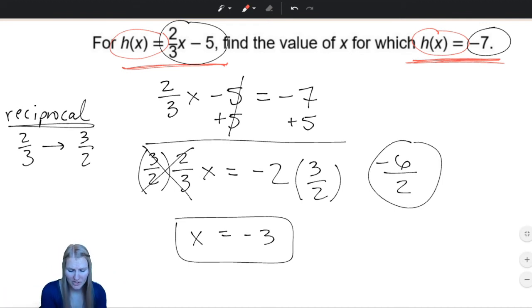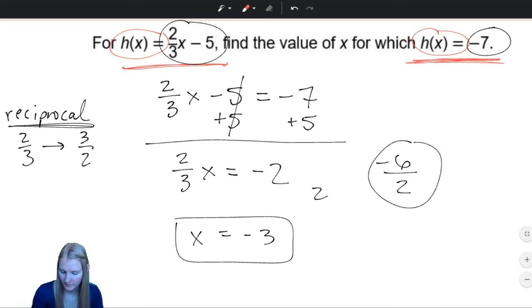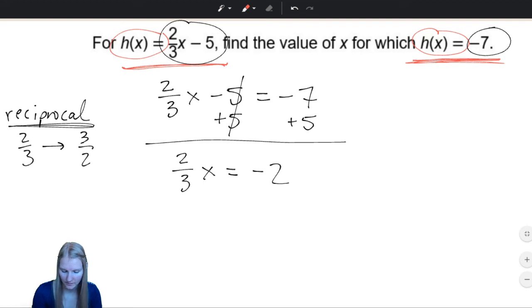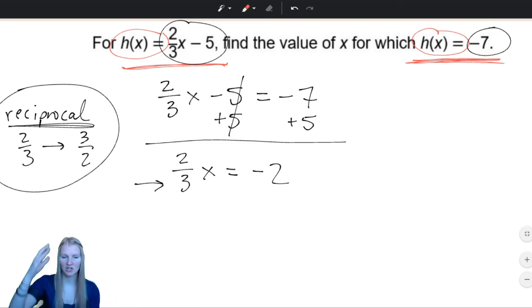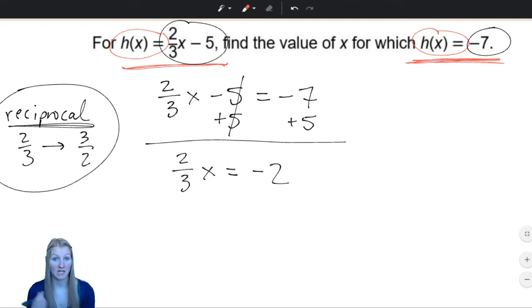If you're like, recipro, what? I don't know what you're talking about. There's another way that we can do this. And that is, we can do it this way, but if you don't want to, ignore that. What we can do is we can say, I have a 3 in the denominator. That's like dividing by 3. What's the opposite of dividing by 3?